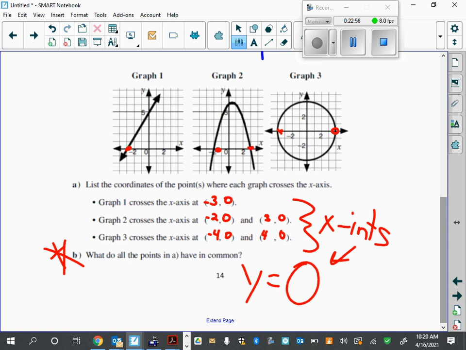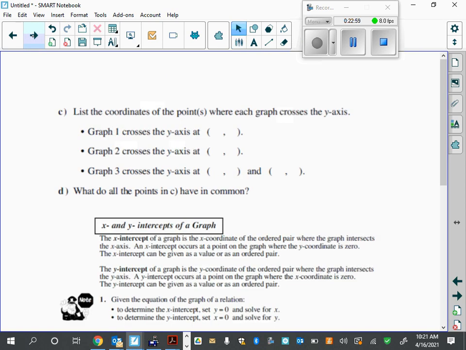Next page. Write down where they cross the y-axis. Where do those graphs cross the y-axis?